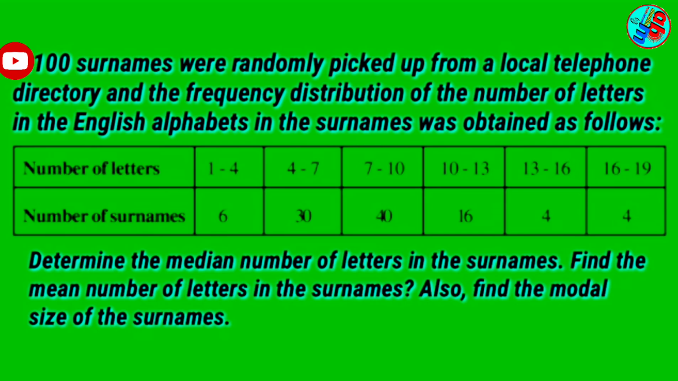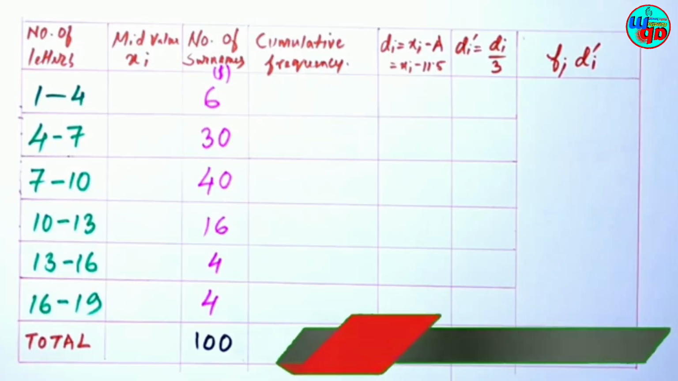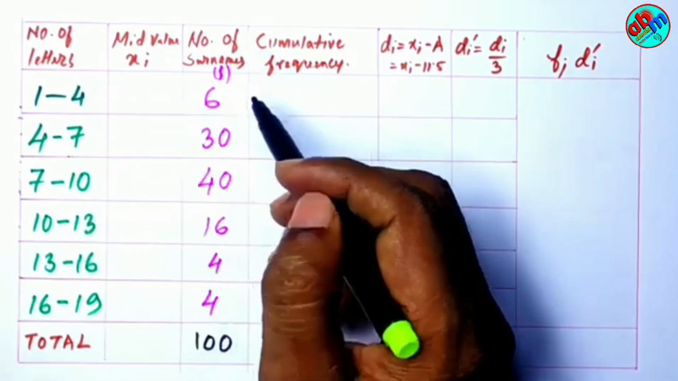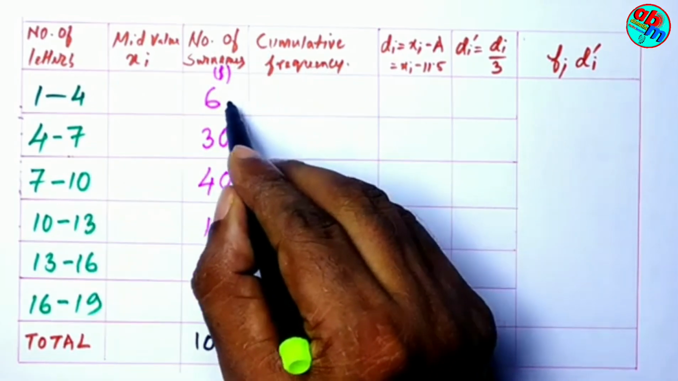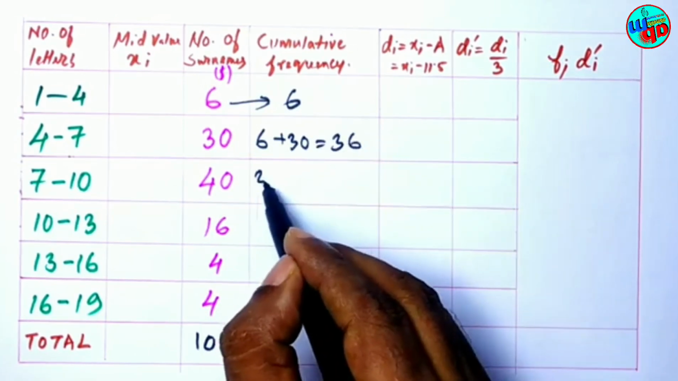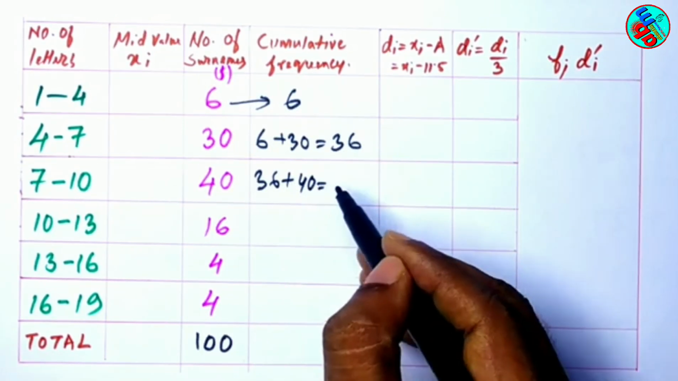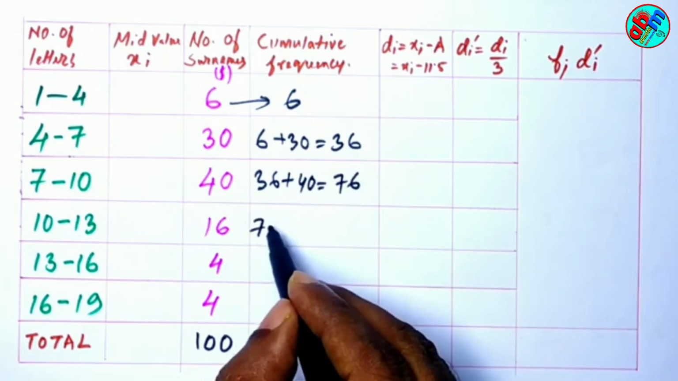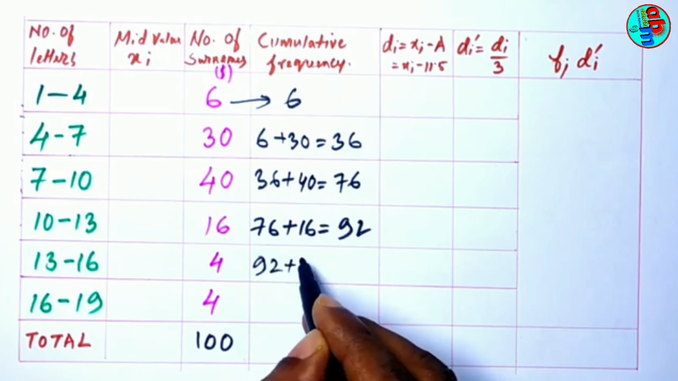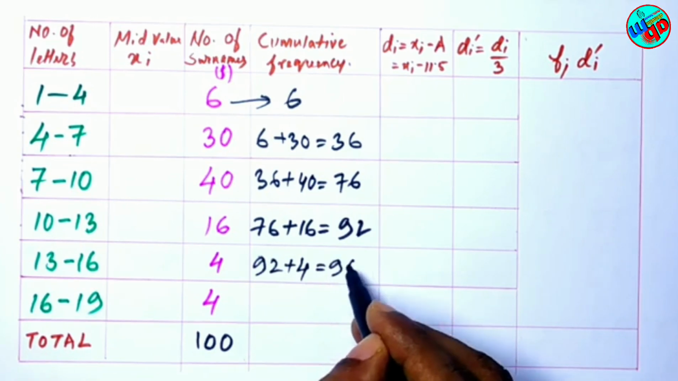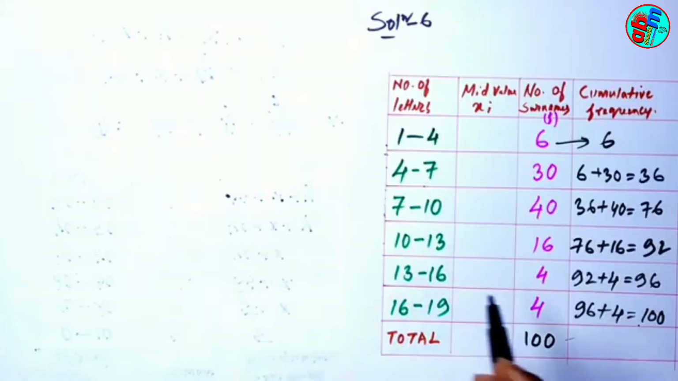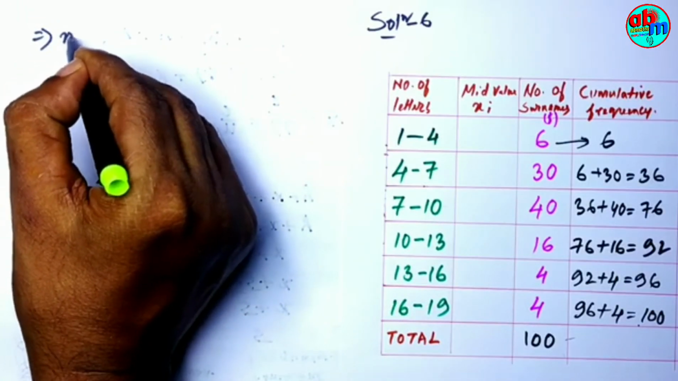So let us calculate the median first of all. Here we are preparing the cumulative frequency table, where we have written the number of letters, number of surnames, which is the frequency. So cumulative frequency will be this 6 will come up here. 6 plus 30 is 36. 36 plus 40 is 76. 76 plus 16 will be 92. 92 plus 4 will be 96. 96 plus this 4 is total 100. So we have here n 100 from the table.